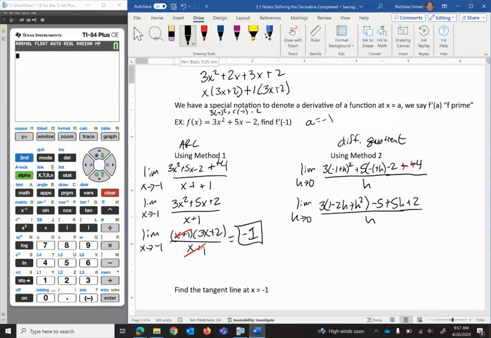Distributing this 3, I'm going to kind of cheat here. 3 times 1 is 3 minus 6h plus 3h squared. I'm going to save myself a line. So the 3 minus 5 is -2, plus 2 means the whole numbers are going to cancel. -6h plus h, that is -h, plus 3h squared over h. And let's see, everything has an h. That's great. So those can all reduce.